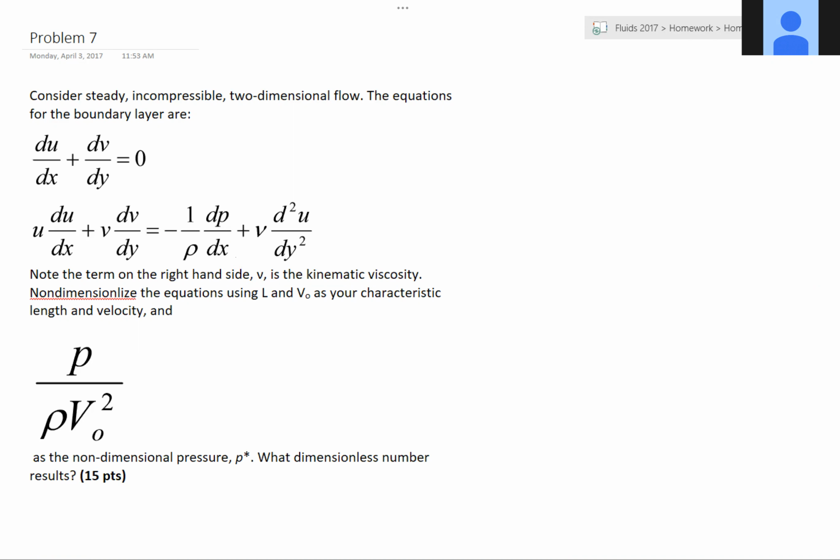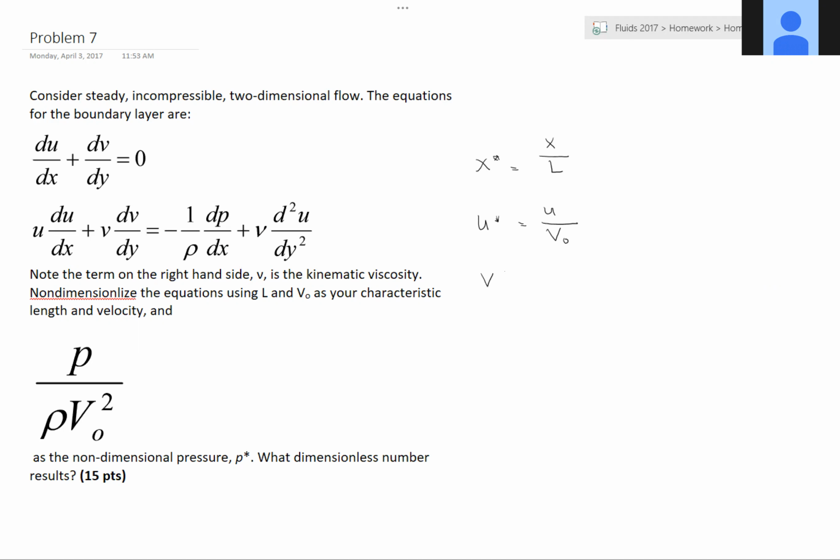All right. So the first thing you have to do is non-dimensionalize each one of the variables. So we're going to start with u. Now let's start with x. So what we want to do is find an x star. And the way we do that is divide it by a characteristic length. And so every single one of those, so if you have a u star, it's going to be our u divided by v sub 0.